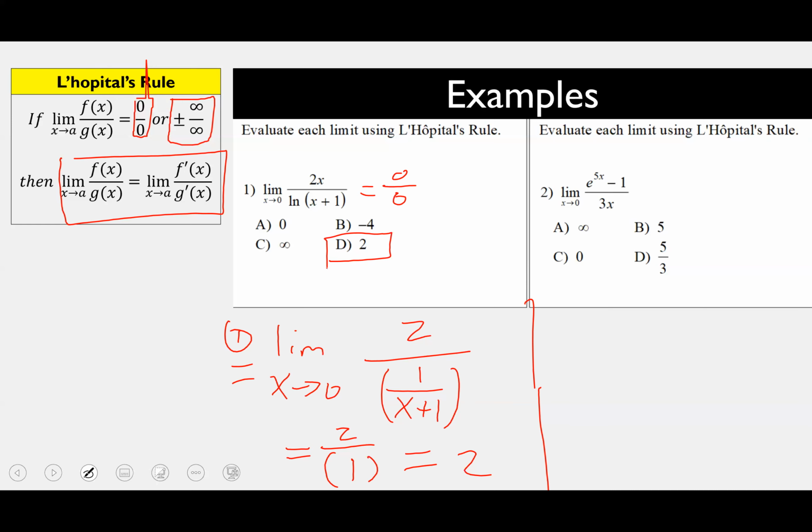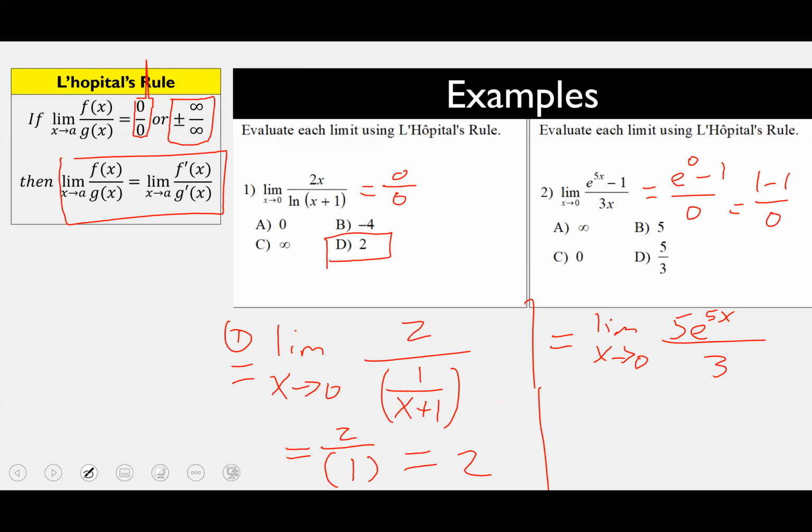Same idea for number 2. If I plug in 0 right now, I'll get e to the 0 power minus 1 over 0. Anything raised to the 0 power is 1, so this is really 0 over 0. So we can use L'Hospital's rule and derive the top and bottom separately and try again. What happens if I derive the top? 5x. So this would be 5 e to the 5x, right? And on bottom? 3.